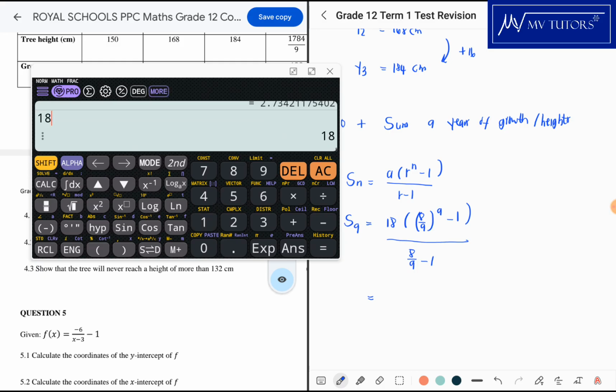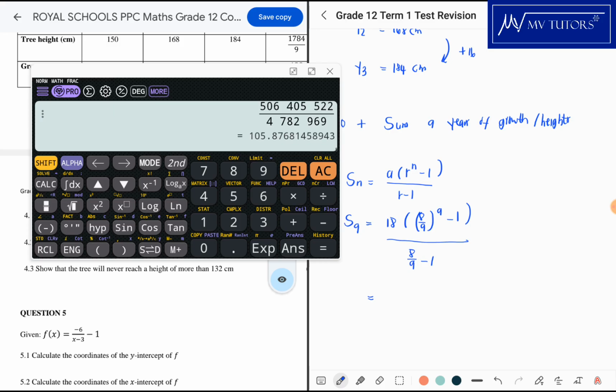So we have 18. Okay, let's put everything in fraction form. So we have 18, and inside there we have 8 over 9, and that's to the power 9, and we are subtracting 1. Okay, let's just say minus 1. And then in the denominator, again, we have 8 over 9 minus 1.